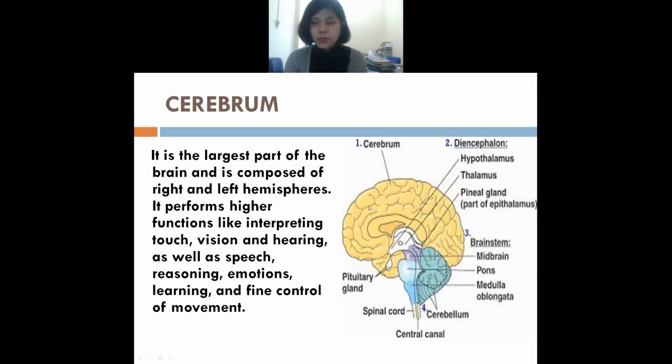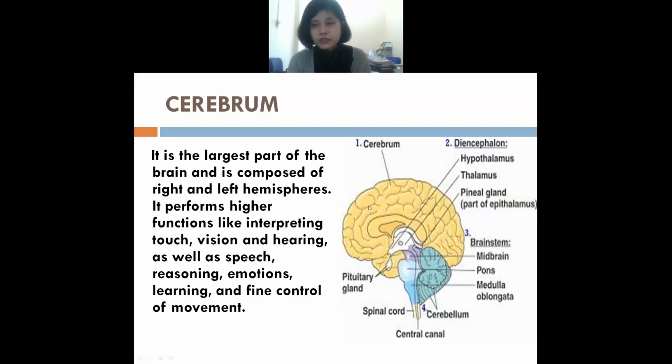Next is emotions. With the help of the cerebrum, you are able to control your emotions, I mean, maintain your emotions, happy, sad, all these things. Next is what? Learning. You are able to learn something with the help of this cerebrum.